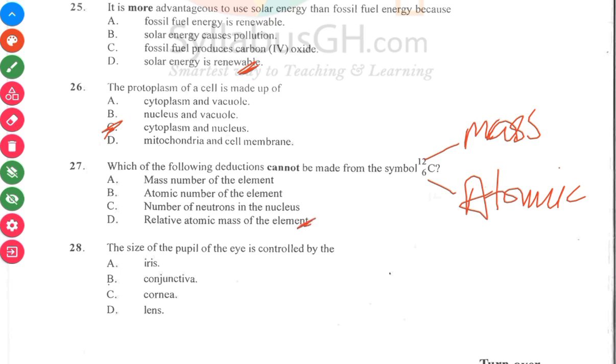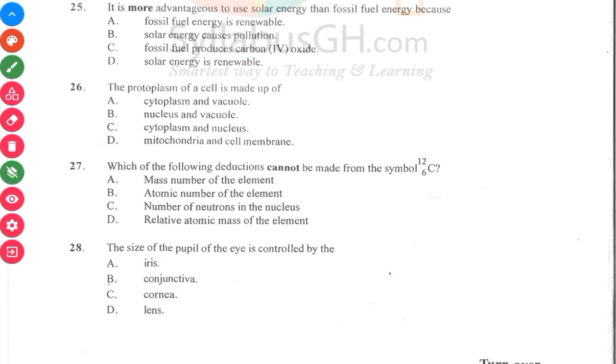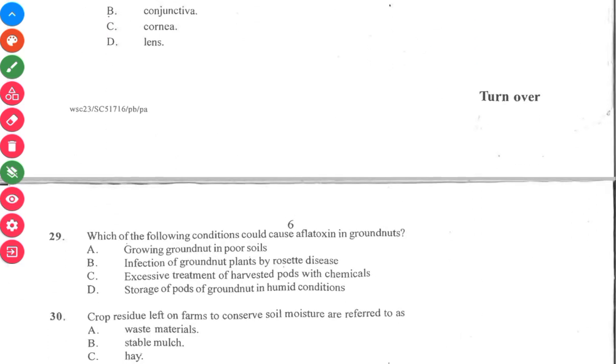Question 28. The size of the pupil is controlled by A. Iris, B. Conjunctiva, C. Cornea, and D. Lens. The answer to question 28 is A. Iris.